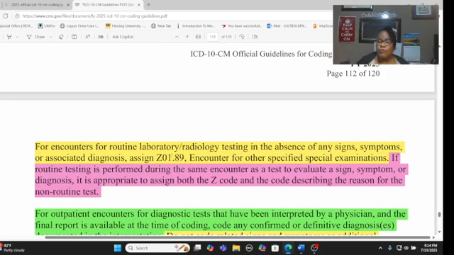For encounters for routine laboratory or radiology testing, in the absence of any signs, symptoms, or associated diagnoses, then assign code Z01.89, encounter for other specified special examinations. And if routine testing is performed during the same encounter as a test to evaluate a sign, symptom, or diagnoses, it is appropriate to assign both the Z code and the code describing the reason for the non-routine test.